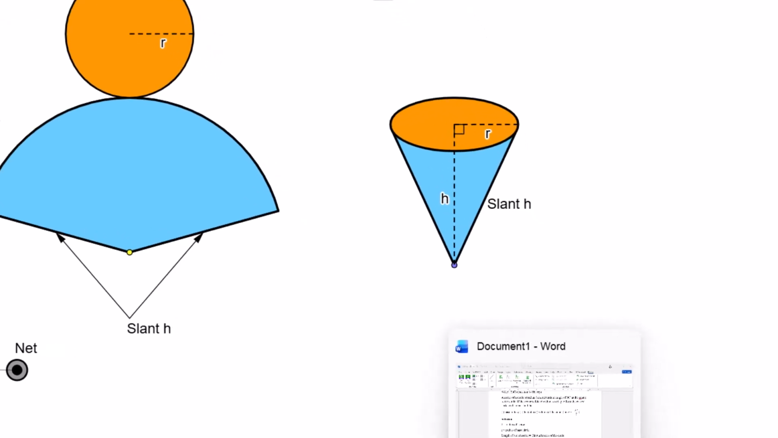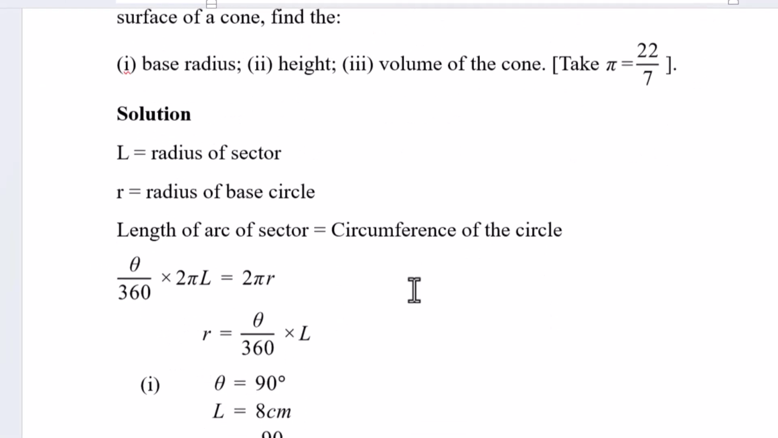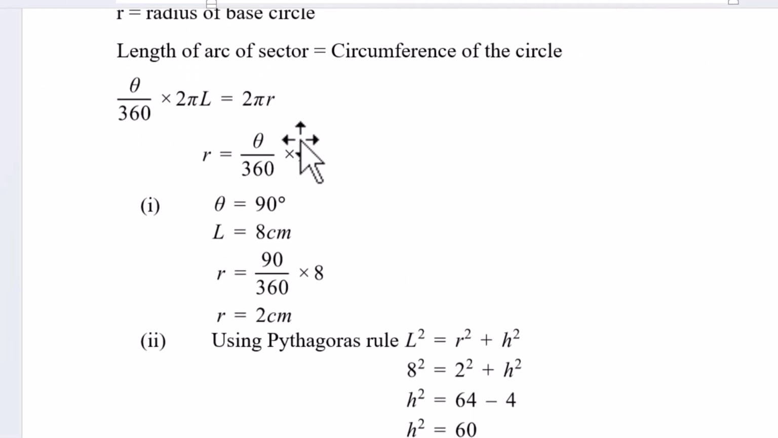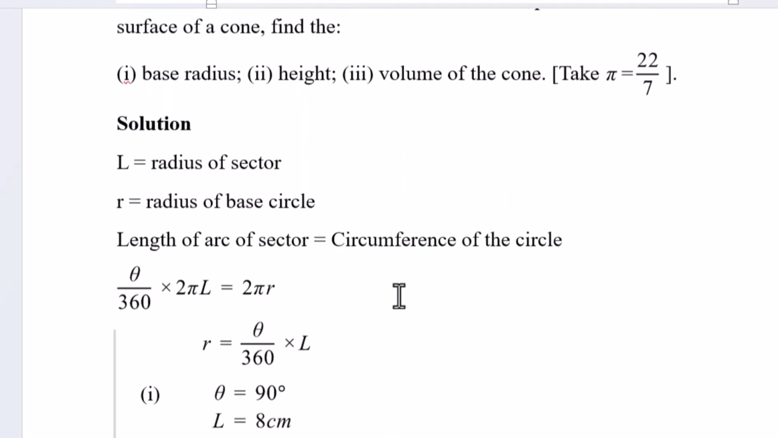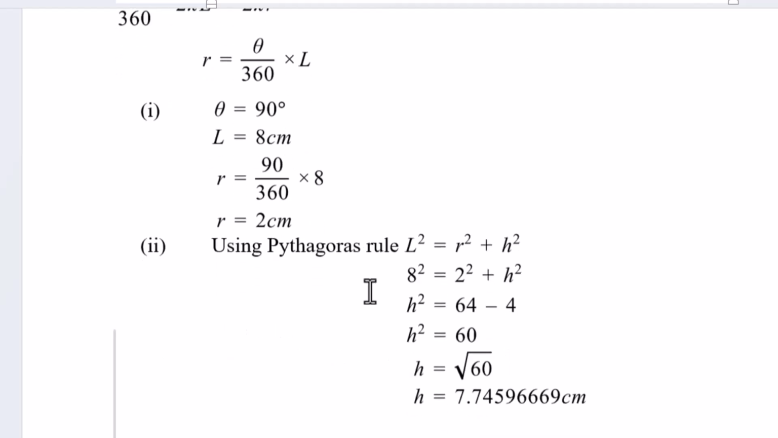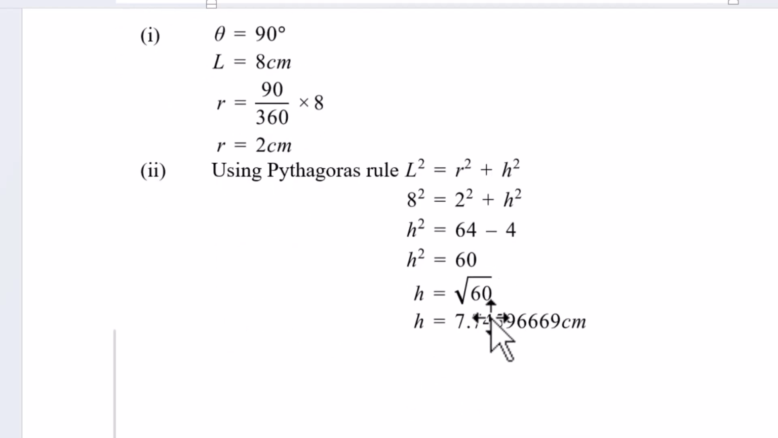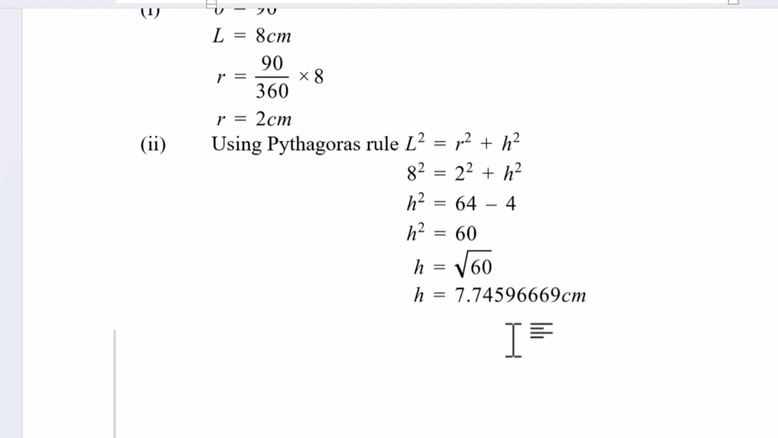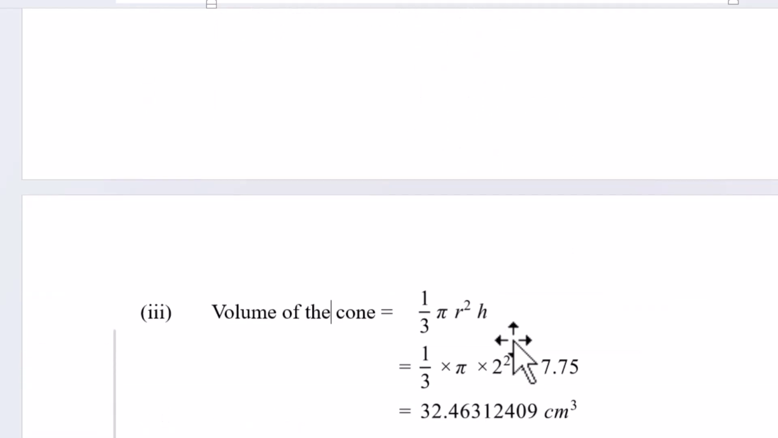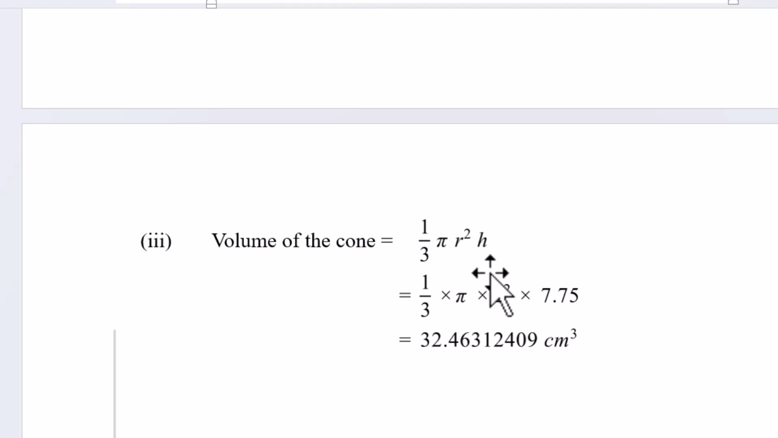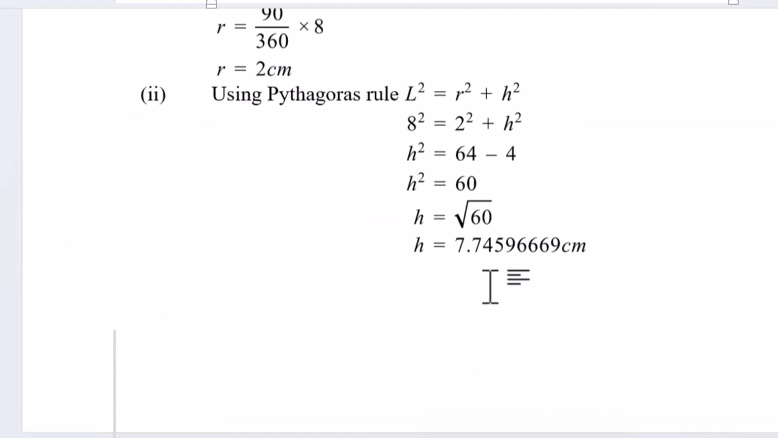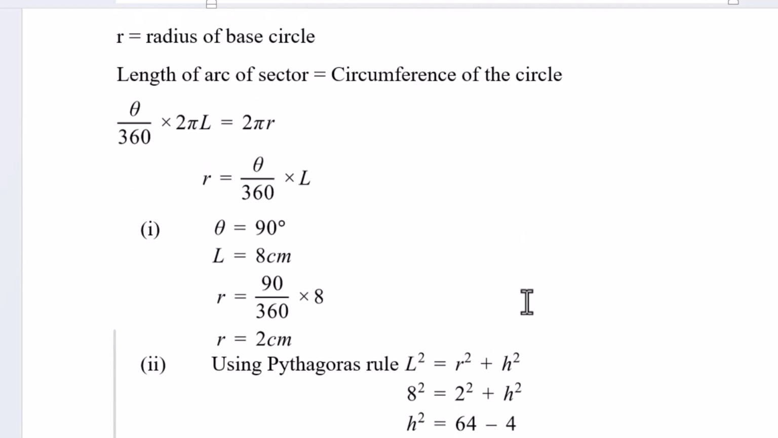So that is all I have for us in this question. Following these steps, the base radius is 2. Then the height of this cone, following the calculation, is 7.745, which is approximately 7.75 if you approximate it to 2 decimal places. Then finally, the volume of the cone, using this formula 1 over 3 pi r square h, is 32.46. That is all I have in this calculation.